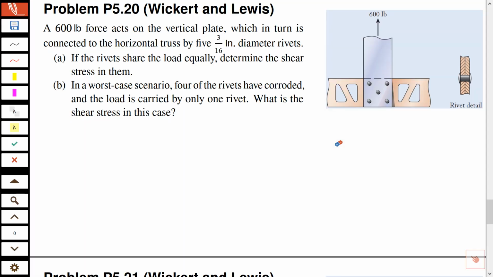Okay, so we know that in part A, the shear force is 600 divided by 5 pounds. That makes it how much? 120 pounds. And the area of each rivet for calculation, which area will it be here?